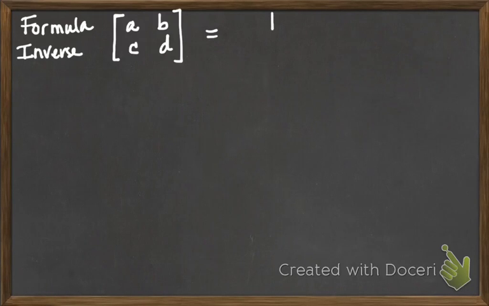It's 1 over, so the first part's going to be a fraction. 1 is always going to be on the top. In the bottom of that fraction, you're going to have A times D minus B times C. So your inverse is going to have a scalar out in front of your final answer. And your scalar is going to be 1 over AD minus BC. And then you'll do your little brackets.